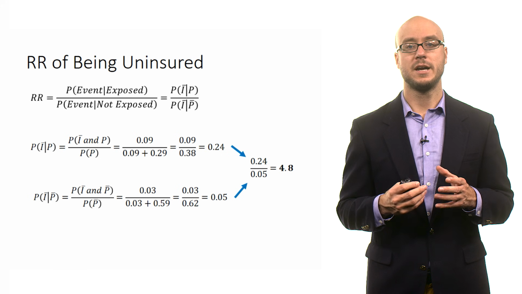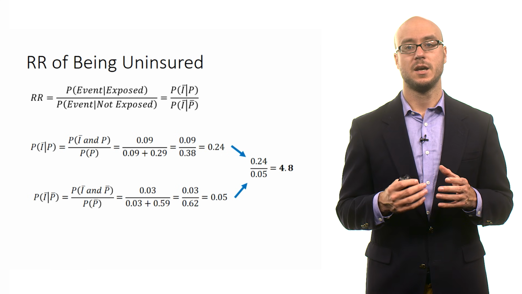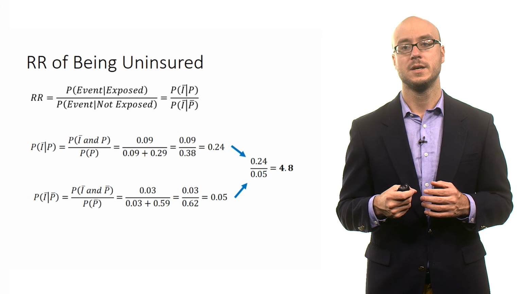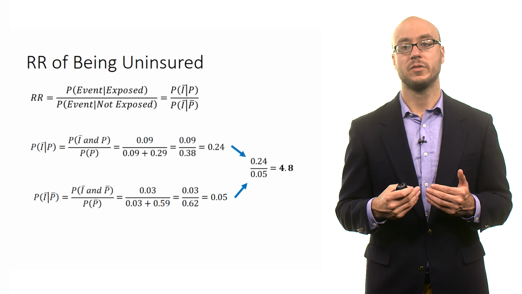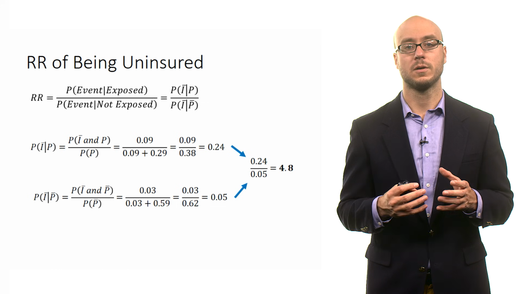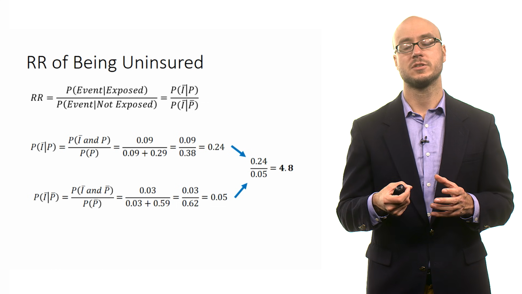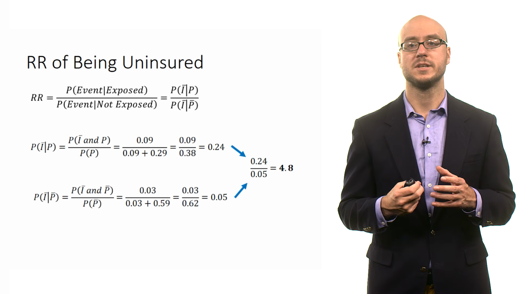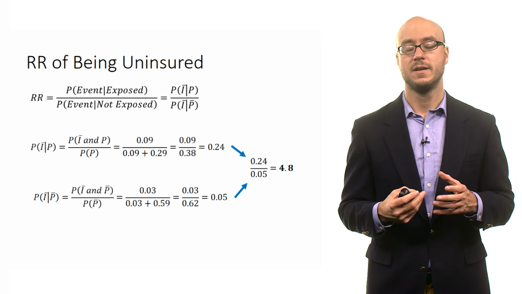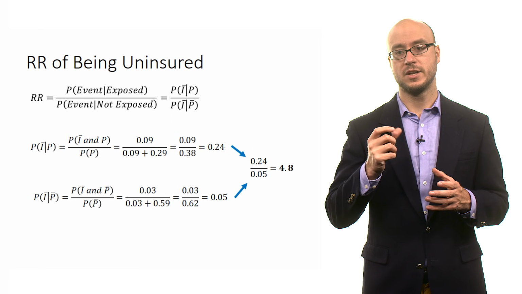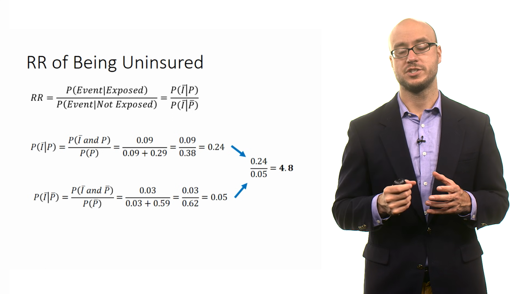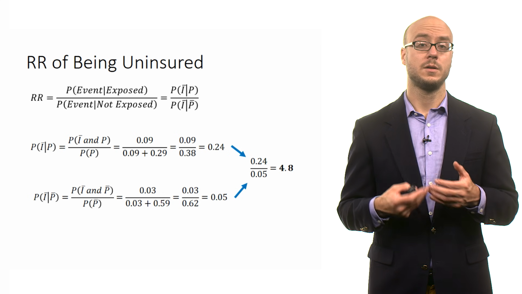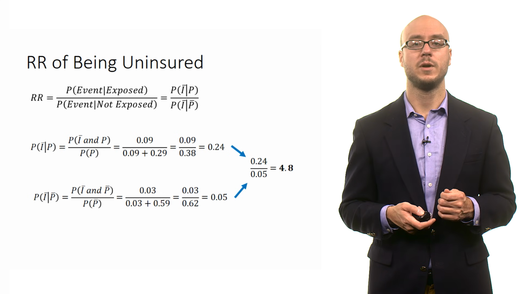So when we do those calculations, you can see that the probability of having no health insurance given you're poor is 0.09 divided by 0.38, which equals 0.24. The probability of having no health insurance given you're not poor is 0.03 divided by 0.62, or 0.05. That ratio of conditional probabilities, that risk ratio, is 0.24 divided by 0.05, or equivalently 4.8.